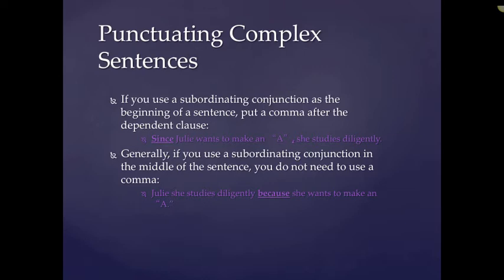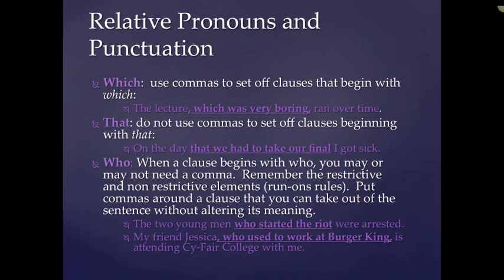Usually, if the subordinating conjunction is in the middle of the sentence, you do not need to use a comma. For example, Julie studies diligently because she wants to make an A. Because is also a subordinating conjunction, but you do not need a comma before it because it's all of one thought.